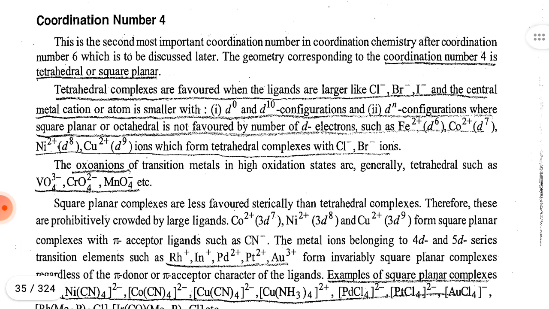So tetrahedral complexes are formed when the halogens act as ligands, halogens such as Cl⁻, Br⁻, I⁻. The complex forms square planar or octahedral only when it is not favored by d electrons, such as Fe2+, Co2+ d7, Ni2+ d8, Cu2+ d9 ions. So these form tetrahedral complexes only with ligands such as Cl⁻, Br⁻ ions. The oxoanions of transition metals in high oxidation states are generally tetrahedral, such as VO4 3-, CrO4 2-, MnO4⁻.